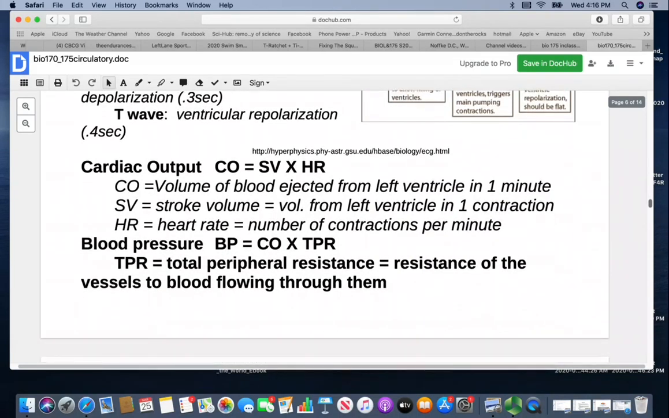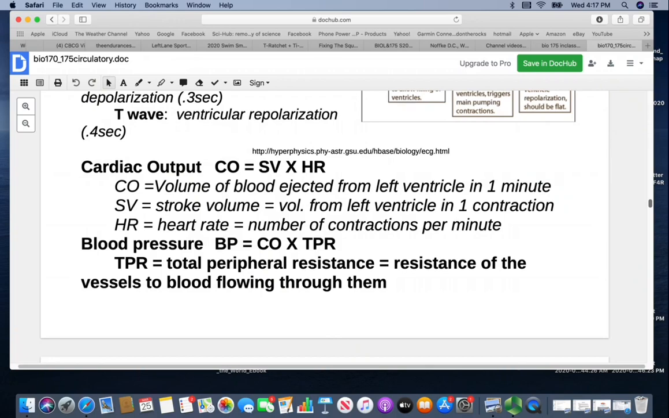So we have a couple of equations that will explain behavior of the blood and the blood pressure. The first of them being cardiac output. This is how much blood is ejected from the left ventricle of the heart in 1 minute. We look at the left ventricle because that's what goes to the body. 1 minute because we need to have a time frame to work with. So your stroke volume is how much comes out of the left ventricle in one contraction. Your heart rate is how many times it contracts per minute. So our equation is CO equals SV times HR. Cardiac output is stroke volume times heart rate.